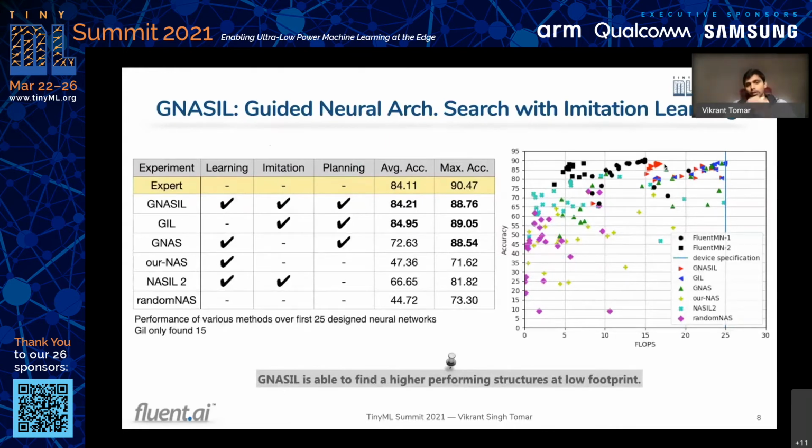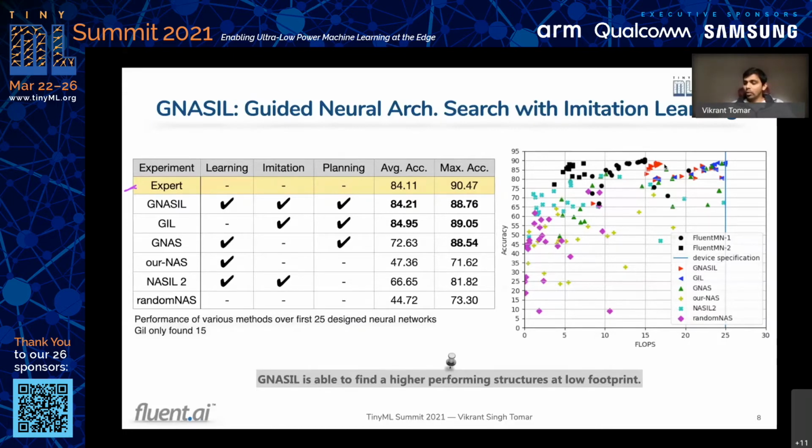So what did we compare? We wanted to see some of the work done in literature as well as the importance of learning versus imitation versus planning and their various combinations. So we compared the outcome with the expert design structures as well. The table here on the left-hand side shows, in the top row, the expert design architecture and its accuracy on this particular task. The other rows show GNASIL and some other architectures that we designed, either replicating from literature or on our own, that take only certain components out of GNASIL, either learning or imitation or planning or a combination of those. And on the right-hand side, we have this graph, and it's a bit complicated, so let me walk through it.